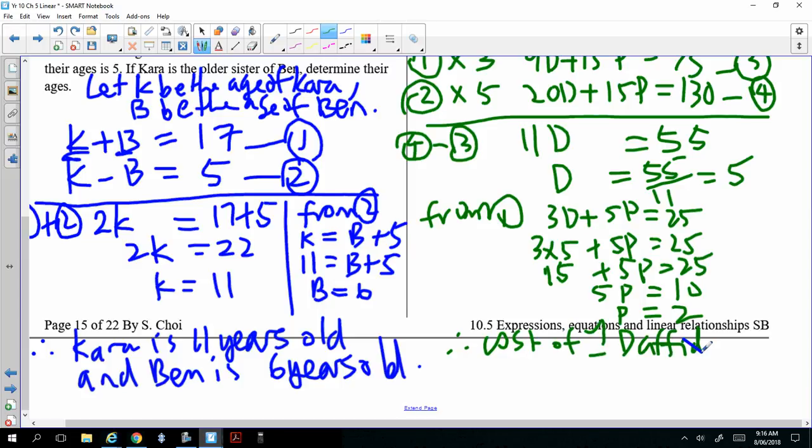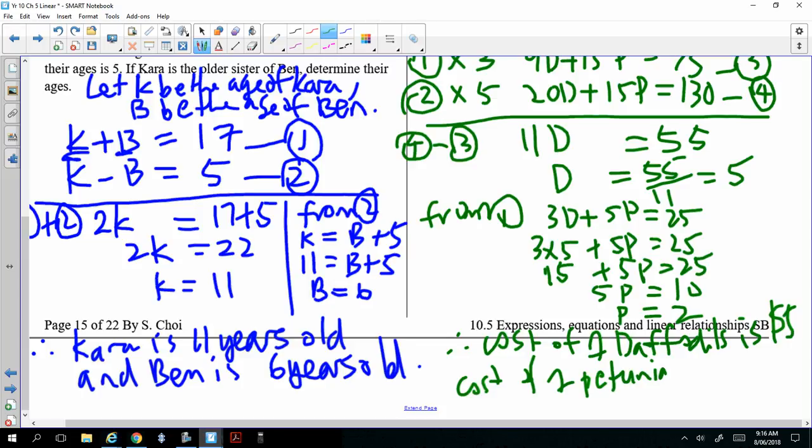So you write, therefore, the cost of 1 daffodil is $5, and the cost of 1 petunia is $2. Alright, so you always have to write a conclusion to answer the question after you find the values of the unknowns. Okay, good. Any questions? So it's pretty easy.